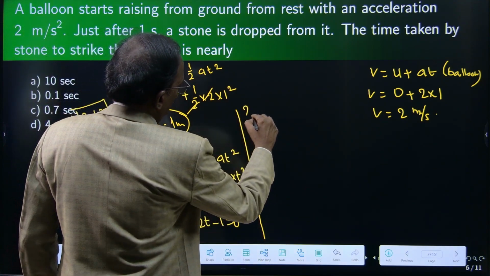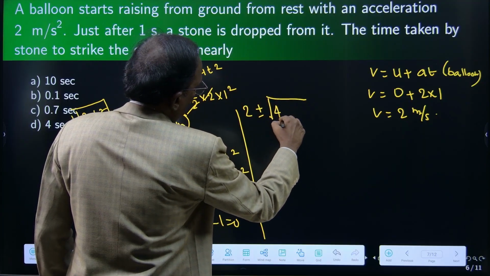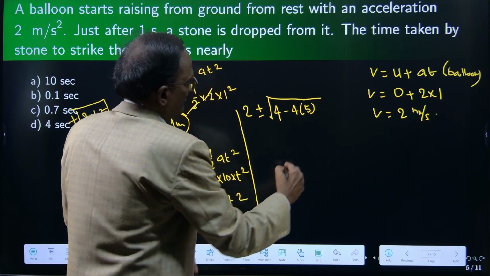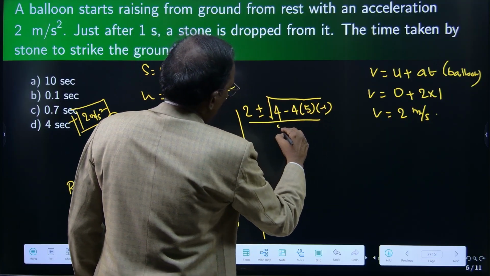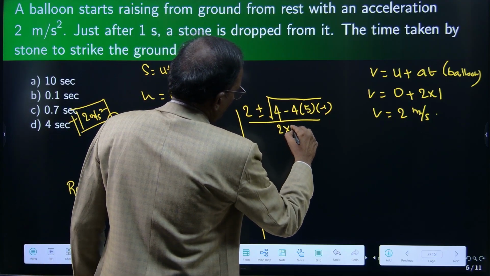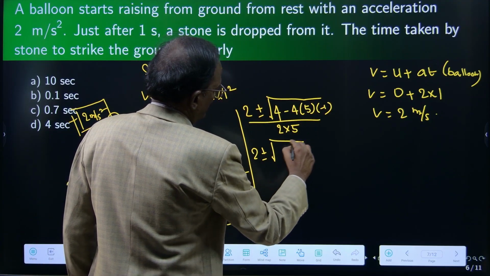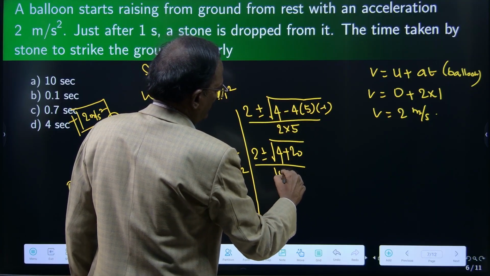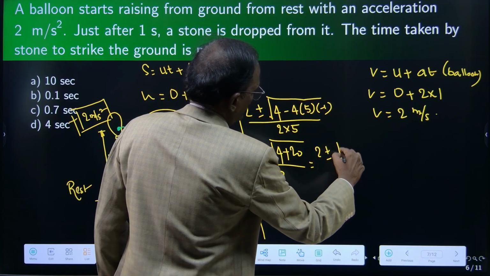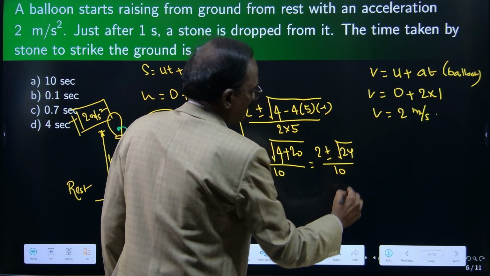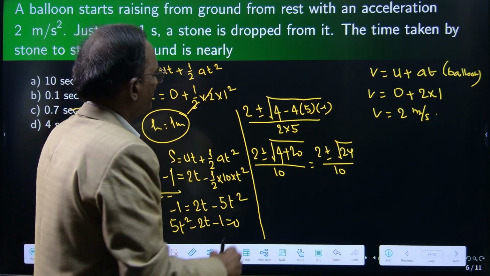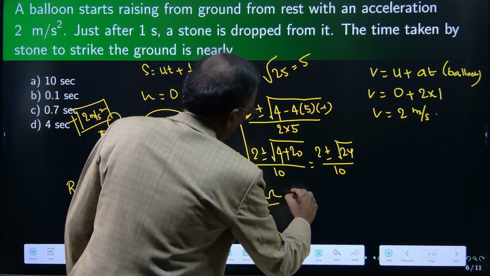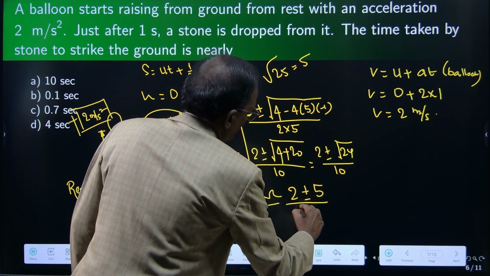Minus b plus or minus root of b square minus 4ac, where a value is 5 and c value is minus 1, divided by 2a, which is 10. So 2 plus or minus root of 4 minus into minus plus 4 into 5, 20, divided by 10. So this is 2 plus or minus root 24 divided by 10. Square root of 24 we have to find. If it is square root of 25, easily we can write 5. So the approximate value is 2 plus or minus 5 divided by 10.